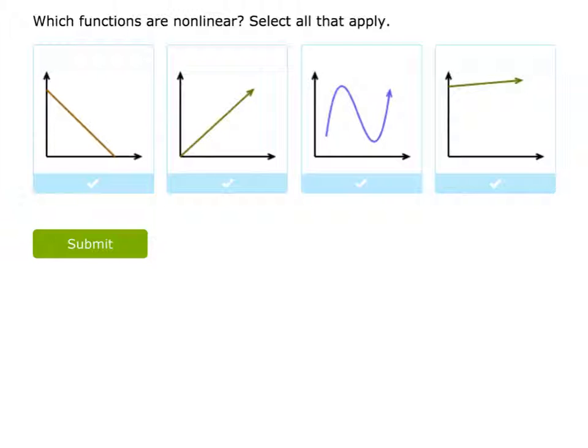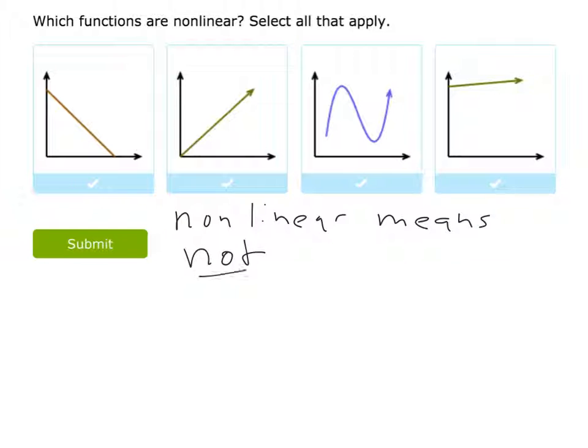Let's see, the definition helps. Okay, so nonlinear means not a straight line. So we're looking for not a straight line. So here we go. Select all that apply. So not a straight line.